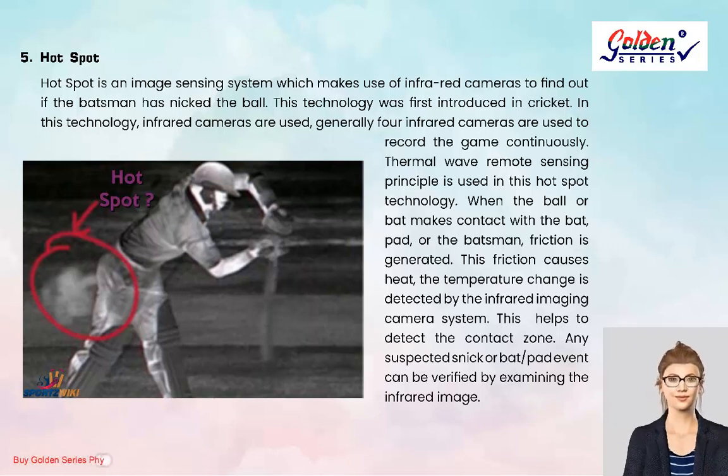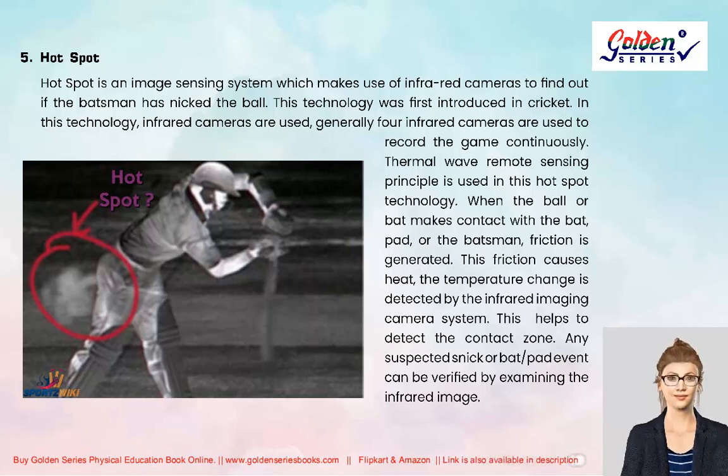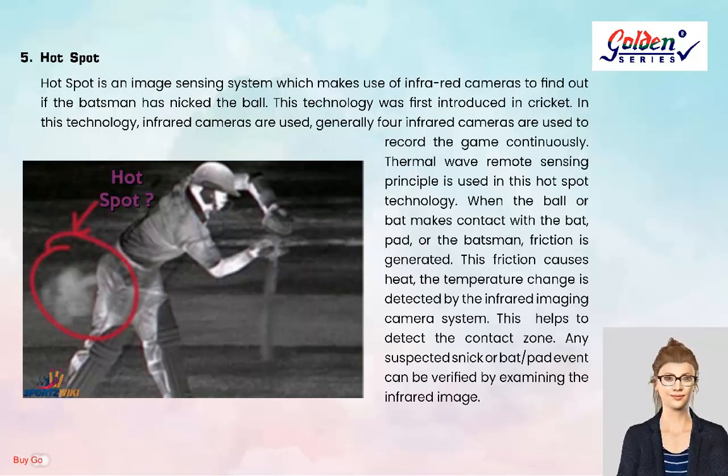5. Hotspot. Hotspot is an image sensing system which makes use of infrared cameras to find out if the batsman has nicked the ball. This technology was first introduced in cricket. In this technology, infrared cameras are used. Generally, 4 infrared cameras are used to record the game continuously. Thermal wave remote sensing principle is used in this hotspot technology.